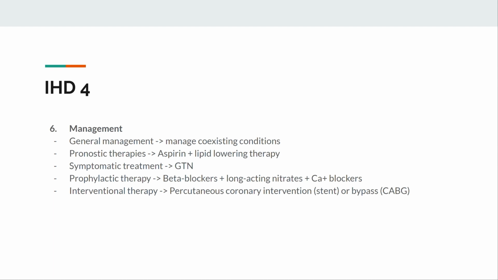In terms of symptomatic treatment, we've got GTN, which is used for patients who suffer from angina, and they will take that when they're having severe symptoms. We've also got prophylactic therapy, so you've got your beta blockers, your calcium channel blockers, your long-acting nitrates, etc. Those are the kind of things you want to be looking at for ischemic heart disease. And then, of course, we've got stents and bypasses, so CABG. They're interventional therapies, so surgery, that will help to manage ischemic heart disease.